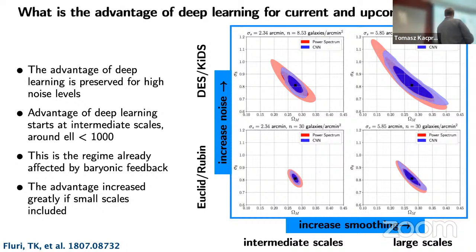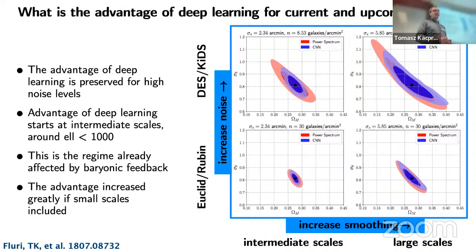Okay, so very promising. Another thing we observed is that if we have better quality data, so more galaxies per square arcminute and a lower noise level, we maintain the advantage. So the networks are not so sensitive to how much noise there is, compared to power spectra. On the other hand, if we increase the smoothing, so we remove small scale information, the advantage goes down. So we lose the advantage.